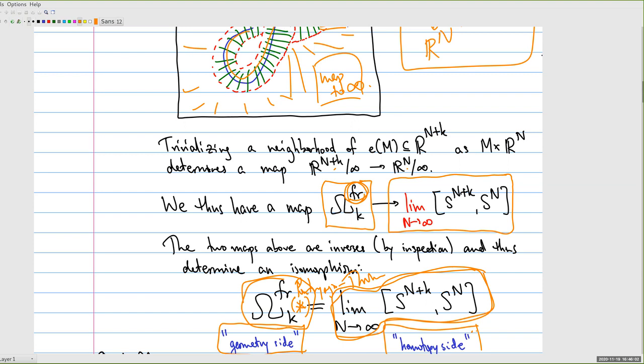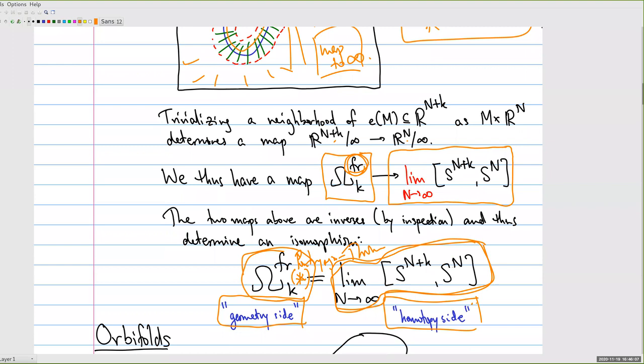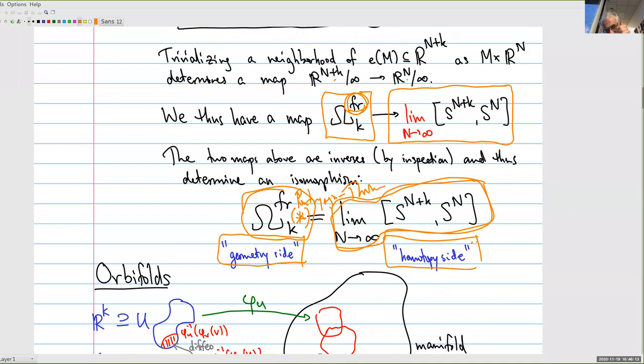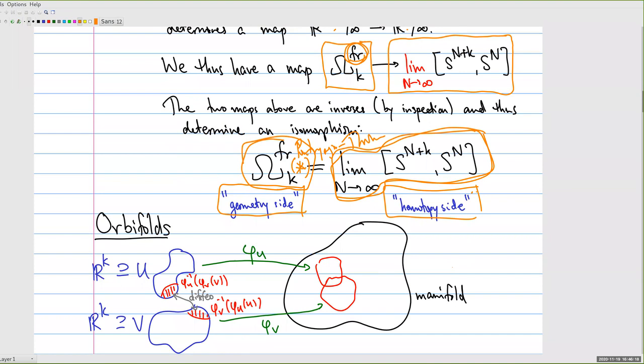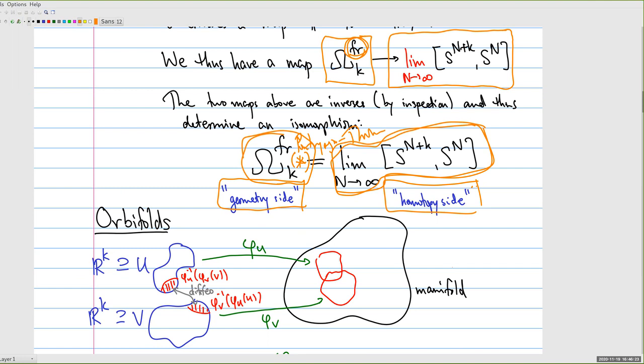So the generalization I want to talk about, though, is to the setting of orbifolds. Okay, so what is an orbifold? Maybe I first just remind you, what is a manifold? A manifold is a space equipped with a bunch of charts, a chart being a pair: an open set U in R^n, and phi from U to M being an open inclusion.